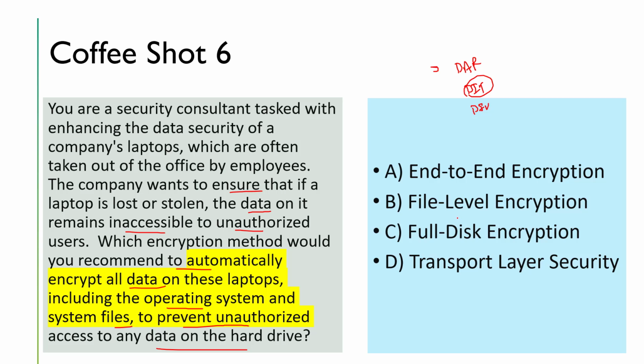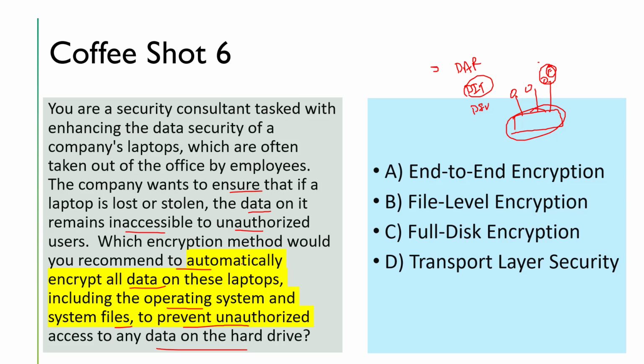Option B, file level encryption. File level encryption is encrypting a particular file. So for example, this is my disk. In that we have a partition. In the partition, we basically have a file. We're encrypting a particular file. That is called file level encryption. But that doesn't give any security. Full disk encryption basically means you're encrypting the entire disk, including the OS and everything, which is achieved with the help of BitLocker and all that. And transport layer security is more used for data in transit.